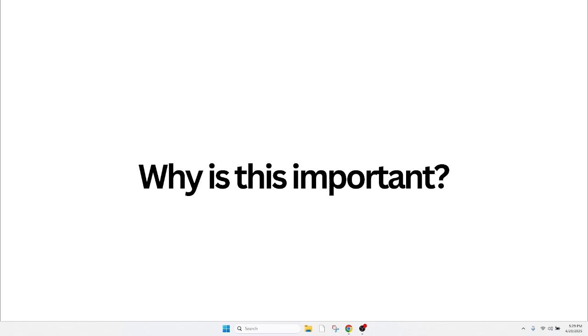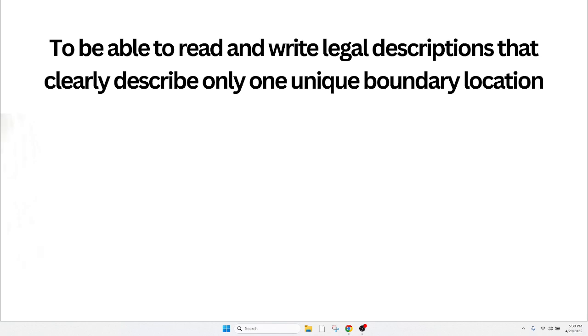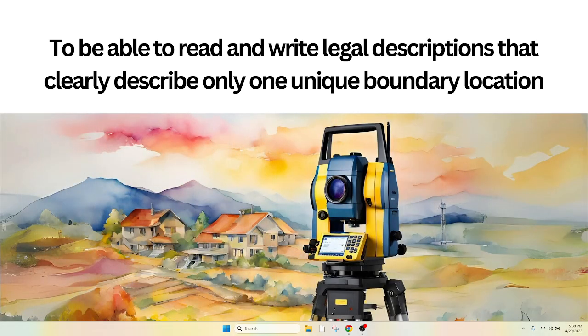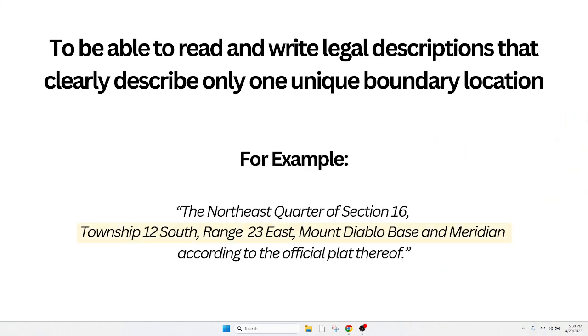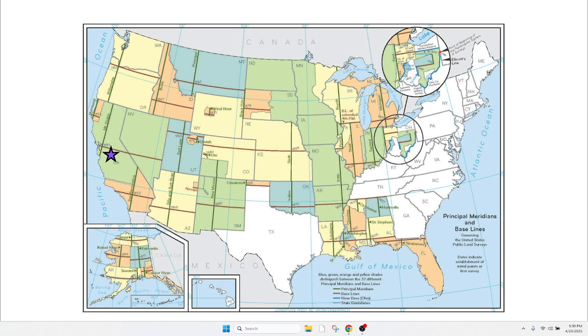So why is it important? Why is it that we need to understand the numbering system of the townships? Well, first, to be able to read and write legal descriptions that clearly describe only one unique boundary location. For example, the northeast quarter of Section 16, Township 12 South, Range 23 East, Mount Diablo Basin Meridian, according to the official plat thereof. This is a short description, but those words can very quickly tell us where we are within the whole United States.